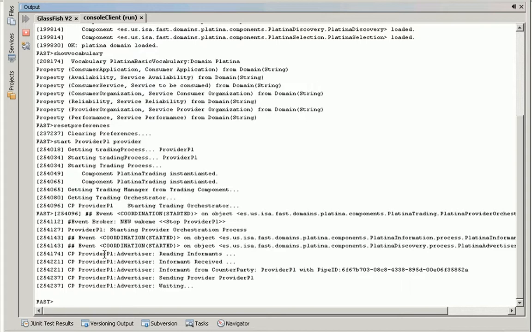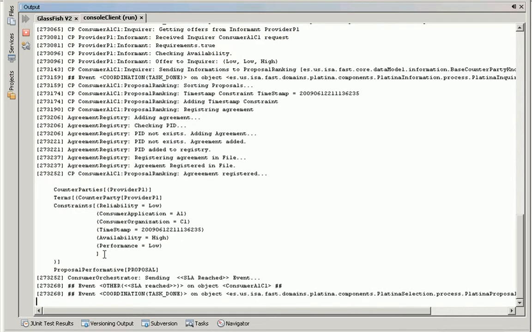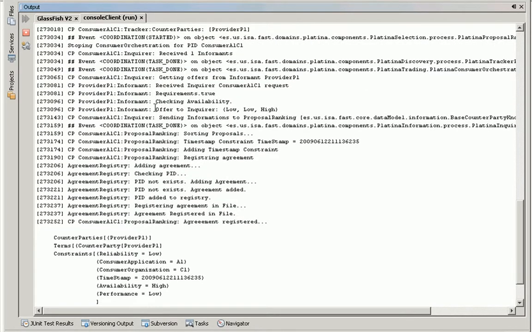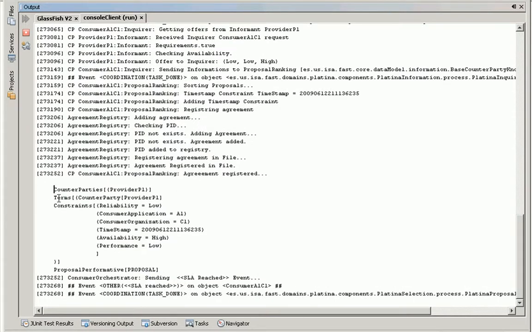In a given moment, a consumer arrives and the trading process for it can be started. For example, we can start the consumer A1C1, and so we can see here the two processes interacting. Here we can see the offer interchange. In this case, the provider P1 is sending this offer to the consumer, and since there is only one provider, the result is this service level agreement. In this service level agreement, we can see all the terms such as availability or the performance that this provider will provide to the consumer.